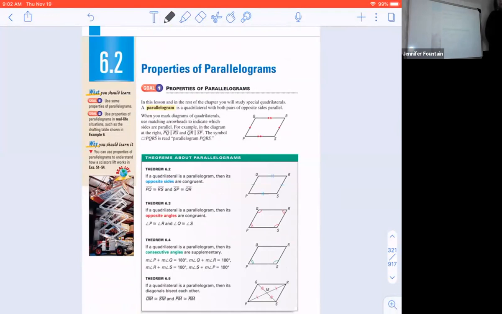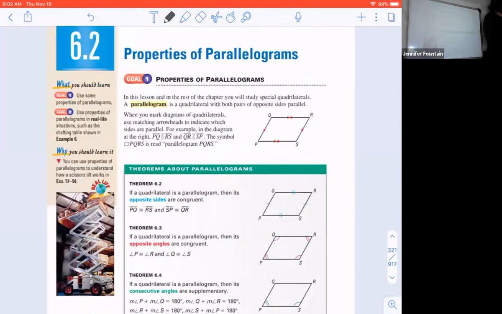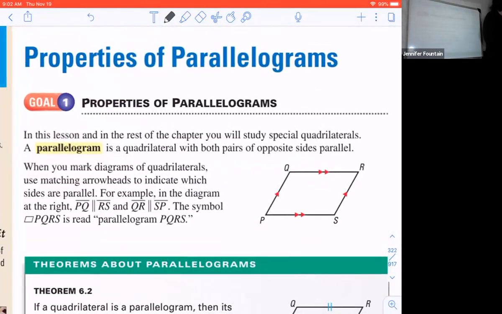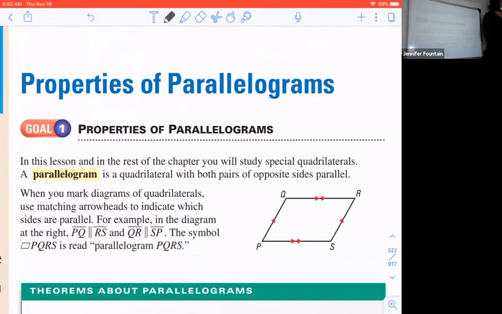Okay, so 6.2, properties of parallelograms. Okay, so it says in this lesson and the rest of this chapter, we're dealing with special quadrilaterals. A parallelogram is a quadrilateral with both pairs of opposite sides parallel. Both pairs of opposite sides are parallel.